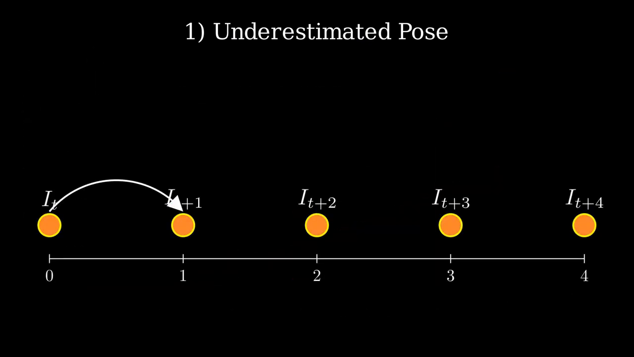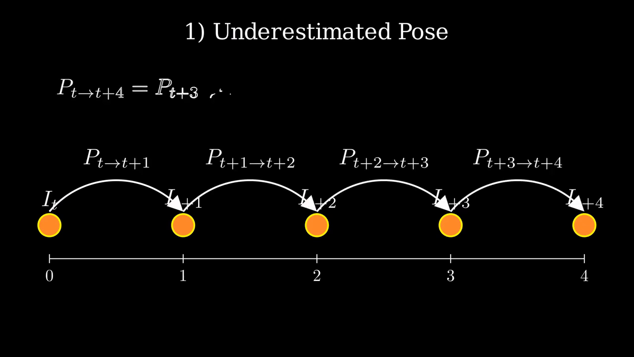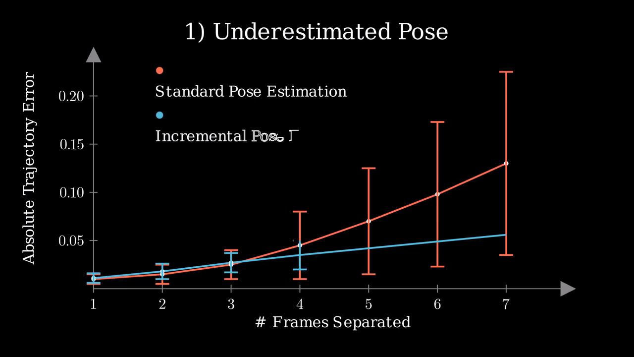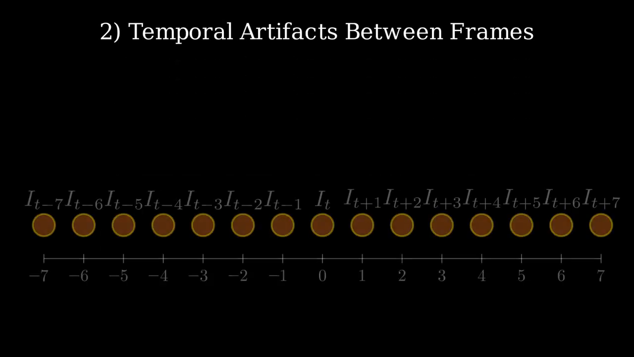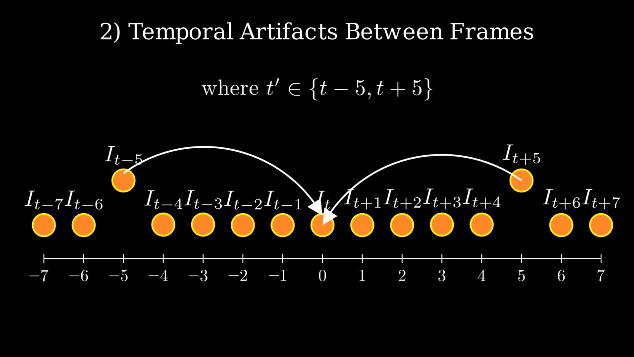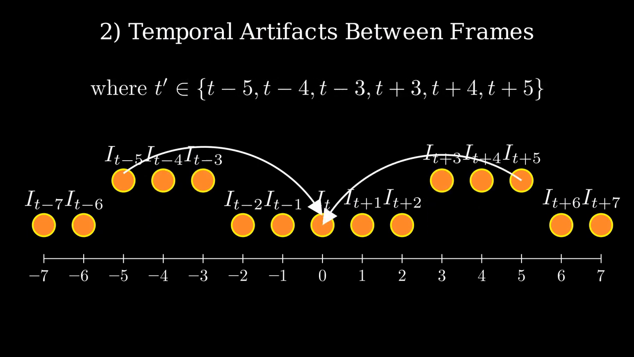To counter this, we use incremental pose estimation, breaking down the pose estimations into smaller increments within a larger interval. This results in a much better pose estimation with large baselines, as demonstrated. Next, we address temporal artifacts between frames. Wider baselines exacerbate the effect of dynamic objects, occlusion, and brightness inconsistencies on our reconstructions.